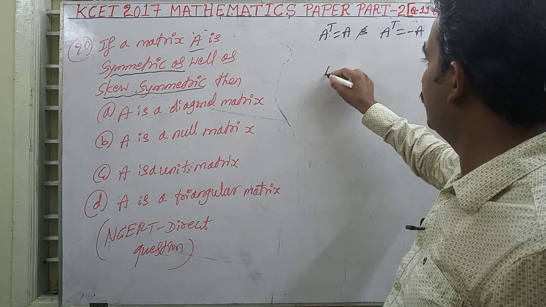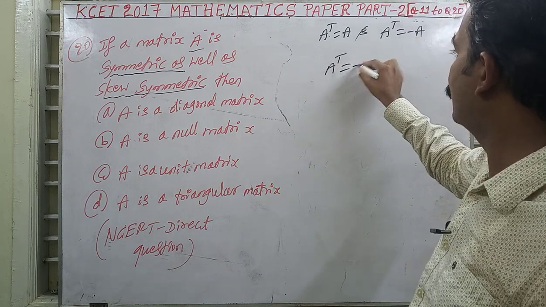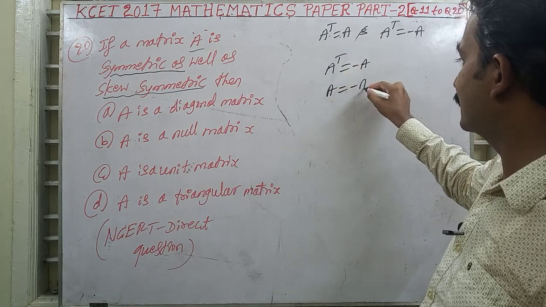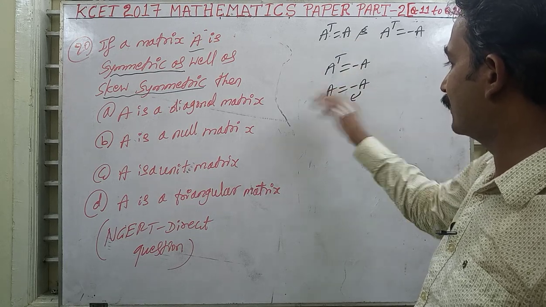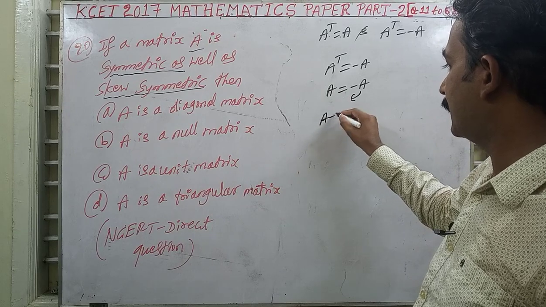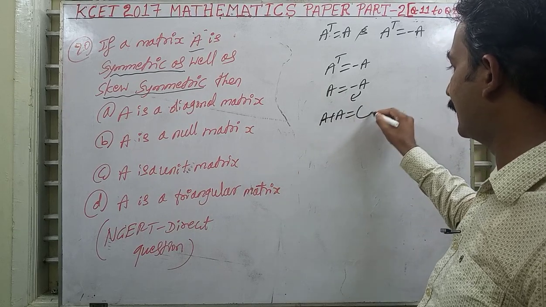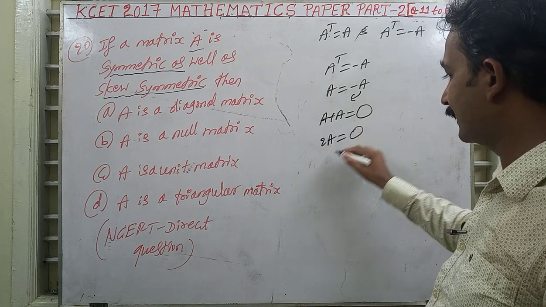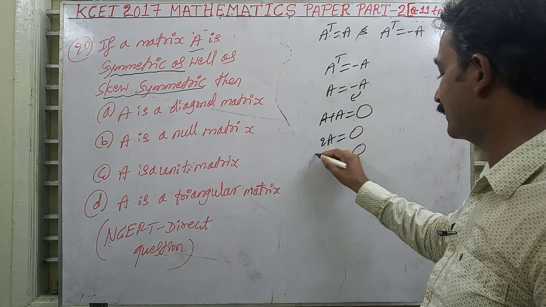First we take A transpose, given data, equal to minus A. So A transpose equal to what? A equal to minus A. So minus A moves towards the left hand side, it becomes A plus A equal to null matrix O, not 0. 2 into A is equal to null matrix, A is equal to null matrix. So A is a null matrix.